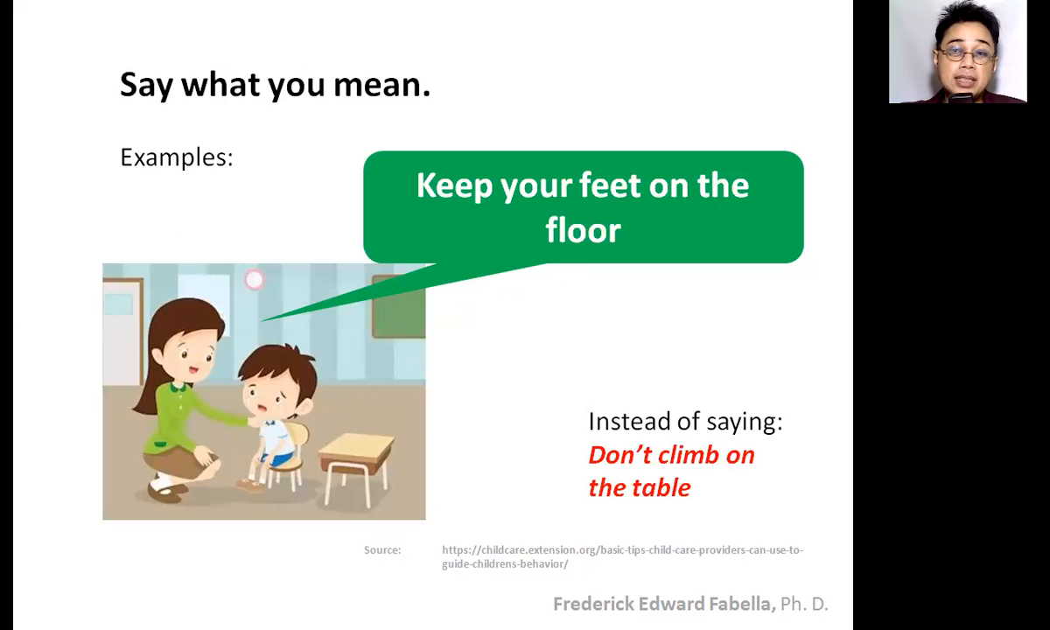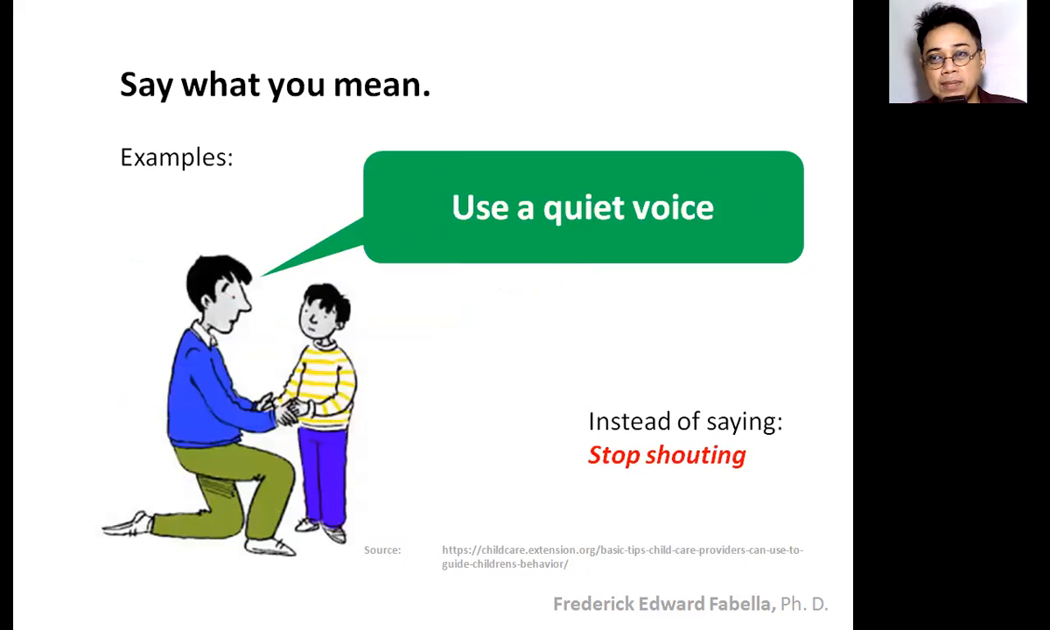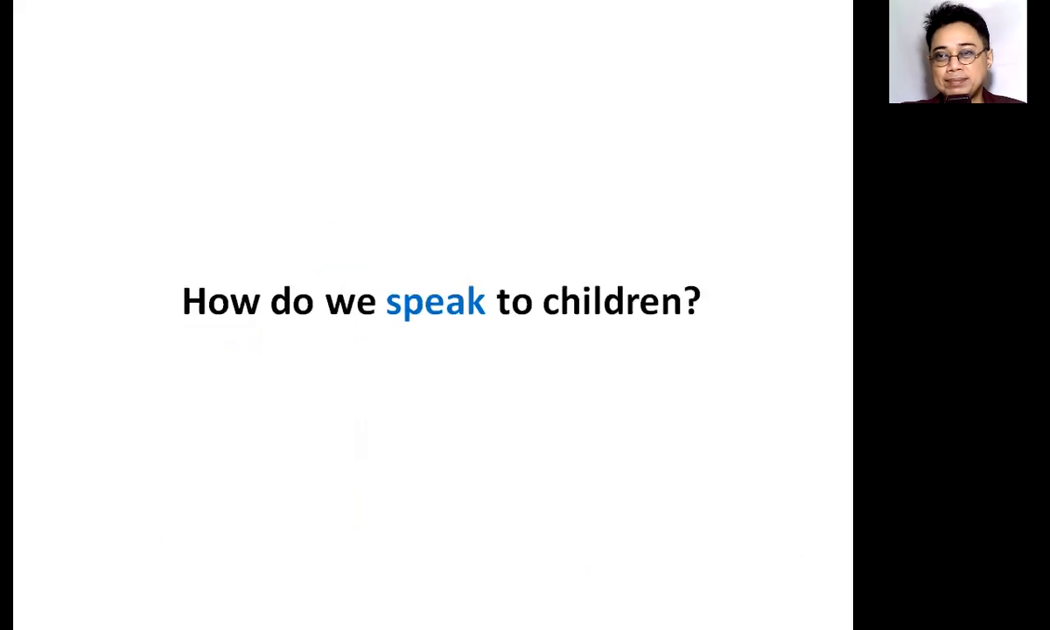Another example, instead of telling the child don't climb on the table, if that's what you want the child to avoid doing, you tell the child to keep his or her feet on the floor instead. Another example, if you don't want your child to keep on shouting, tell the child to use a quiet voice instead.